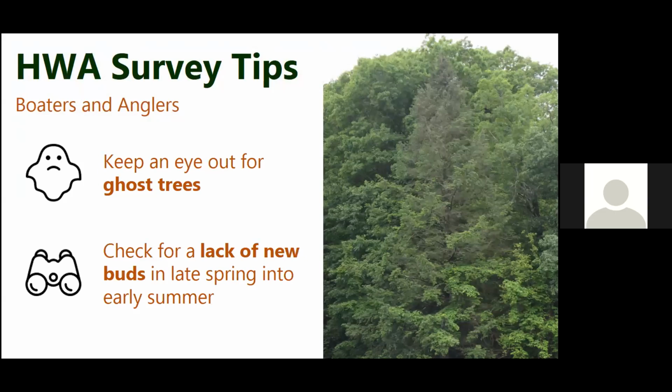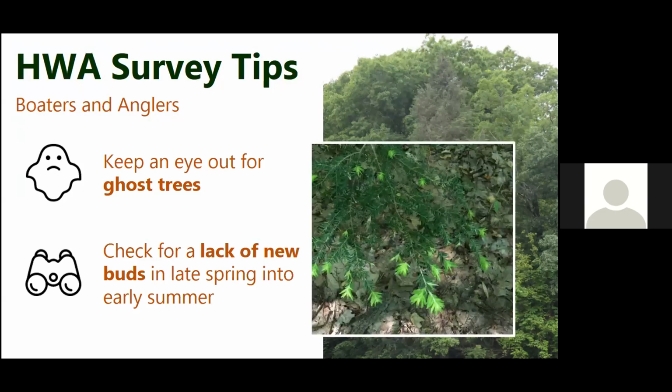The other thing to look for is the lack of new bright green buds in the late spring to early summer. In late May to early June, hemlocks get their new growth, and you can see it's really bright green, almost tennis ball green. Those new buds are really easy to see from the water. If you see a hemlock tree that doesn't have that new foliage on it, that could be an indication that the tree is having a hard time pushing new growth. So I want to let everybody know to keep an eye out for that.